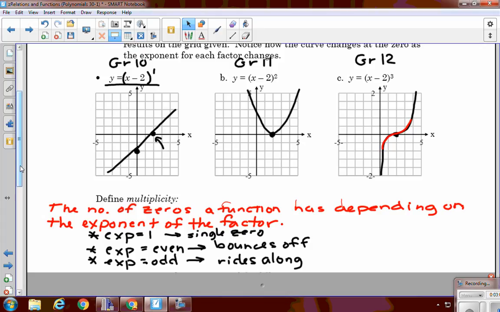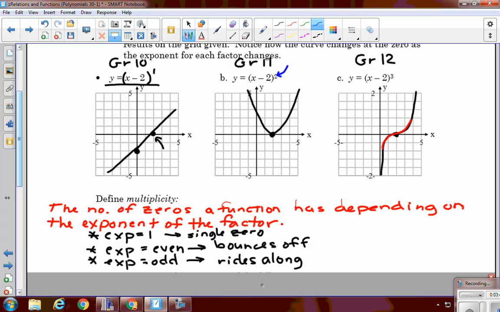If the exponent is even, so a 2, a 4, a 6, an 8, anything that's even, it bounces off the x-intercept, as it does in this grade 11 example. It could bounce off going up. If we have a different function, it may bounce off going down, but no matter what, it's bouncing off that x-intercept. Now, if it's squared, as it is in the example that we have here, just to the power of 2, there are 2 zeros there. There are 2 non-unique zeros at the x-intercept of 2.